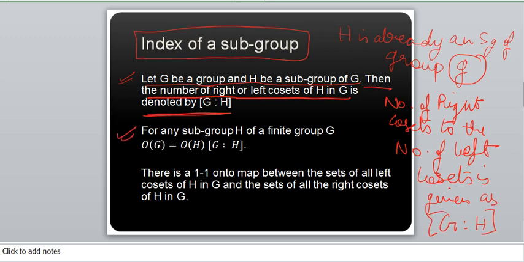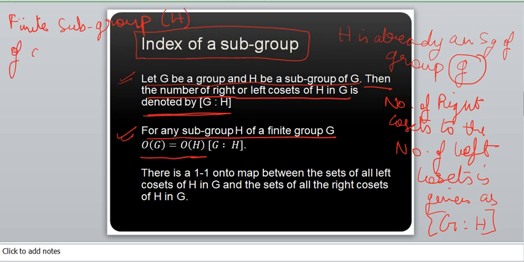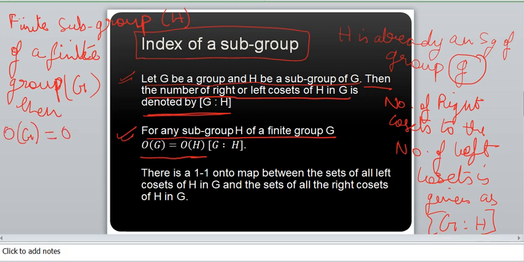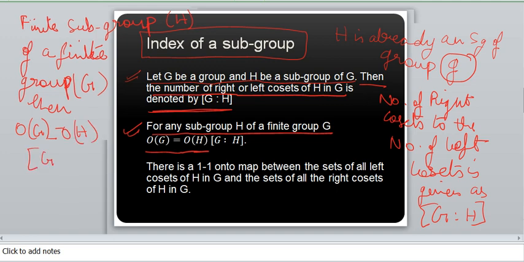Next part. For any subgroup H of a finite group G, the order of G is equal to the order of H times G is to H. That means there is a one-to-one map between the set of all the left cosets of H in G and the set of all the right cosets of H in G.